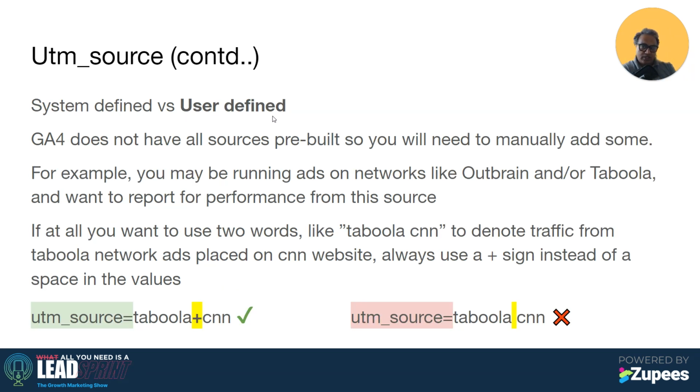Now, continuing on the UTM source, we're looking at the user defined. Since GA does not have these built in, you will need to manually add some of them. So for example, if you're using Taboola and you're running ads on CNN via Taboola, then instead of putting a space, use a plus sign. This is the right way to do this. This is the wrong way to do this.